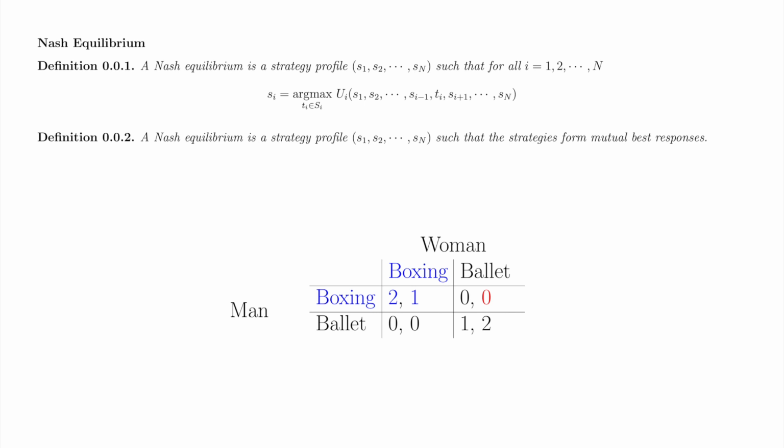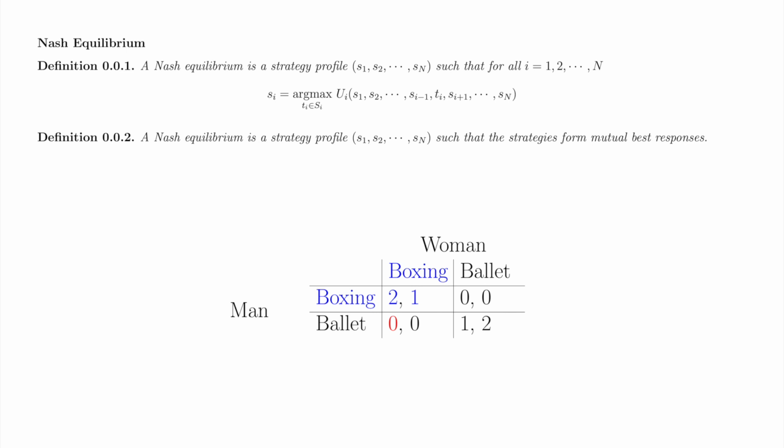Boxing is a best response for the woman when the man goes boxing. The woman's only other option, ballet, results in 0 for her, which is worse than 1. The woman does not regret her choice to go boxing now that she knows, because they are together at the boxing match, that the man went boxing. If we offered only the woman a do-over, she would not switch to ballet because then she wouldn't get to go on a date at the boxing match.